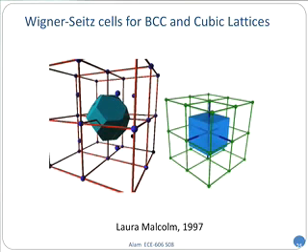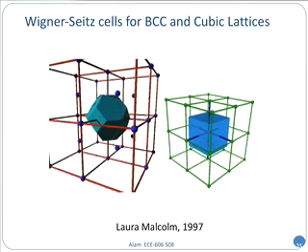Okay, and let me conclude with this. The Wigner-Seitz cell for BCC and cubic lattices. One thing I want to point out, these 14 cells that you saw were not necessarily primitive cells. These were the cells that were easiest to deal with. But if you wanted a primitive cell, then you should do it the way this has been done.